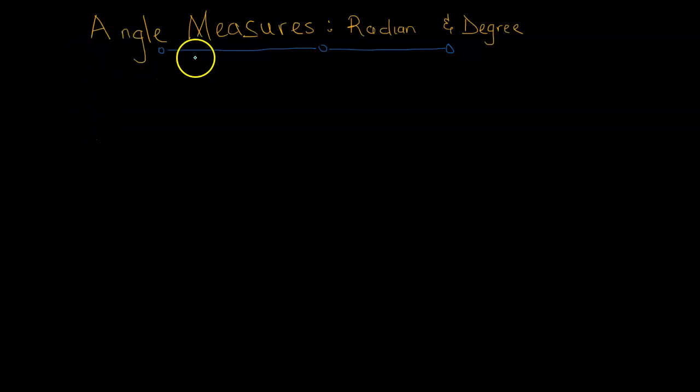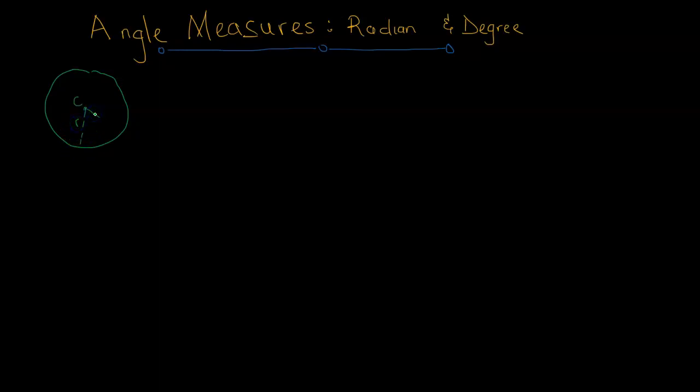Today we are going to be considering angle measures, radian and degree. These are the two common ways of measuring angles. Let's consider this circle with center at C. Now this line from the center to the circumference is the radius.